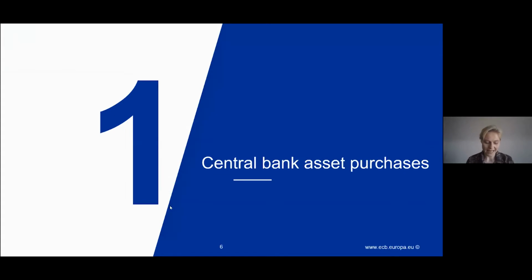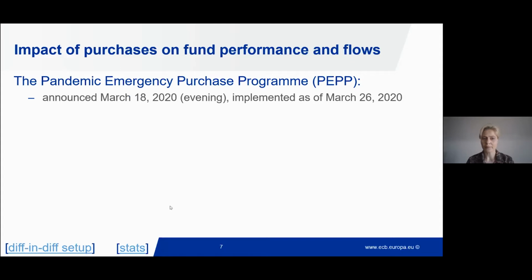So let me give you a bit of an idea of what we do when it comes to the first question, which is what was the impact of central bank asset purchases in March 2020 on the mutual fund liquidity crisis. We're going to look at the impact of purchases on fund performance and fund flows. And we're going to zoom in on the new purchase program that the ECB announced. It was called the Pandemic Emergency Purchase Program, or the PEPP for short. It was announced on March 18th, 2020, in the evening after markets closed. And it started being implemented as of March 26th. So the actual purchases under this program started on March 26, 2020.